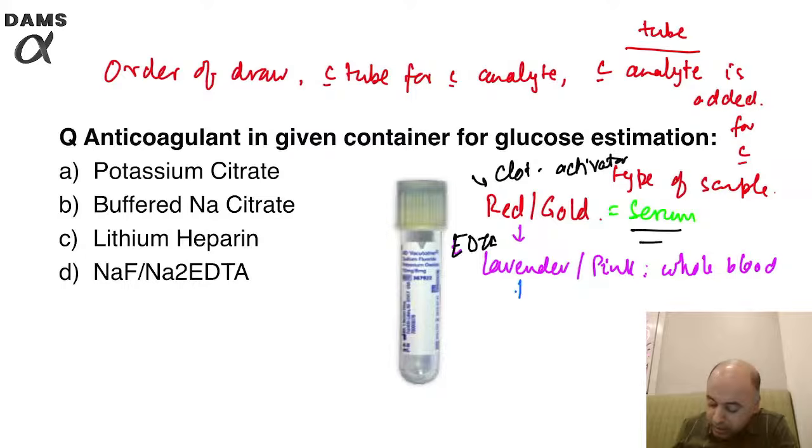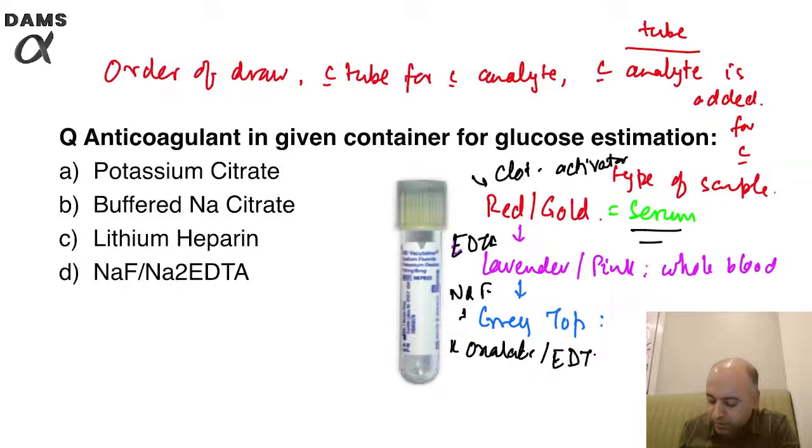The third in the sequence of routine sampling is the gray top vial. The gray top vial contains sodium fluoride plus potassium oxalate or EDTA, and it is for estimation of plasma glucose. Okay, so these are the three routine samplings that we are doing.